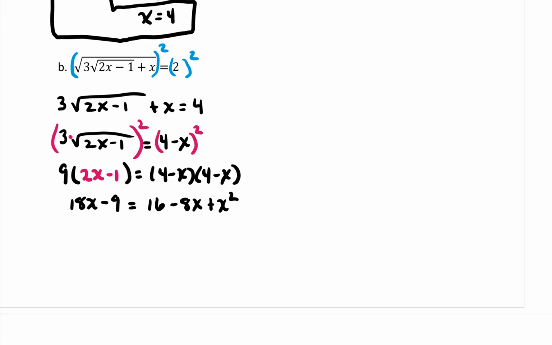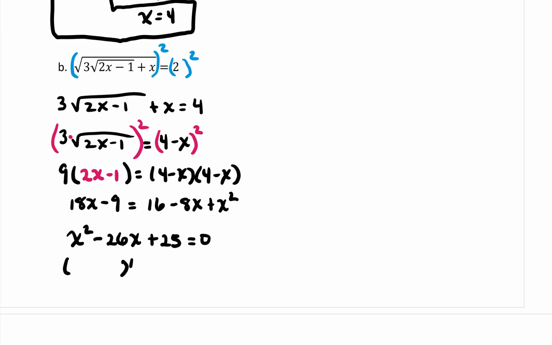After distributing and simplifying both sides of the equation, you should notice it's a quadratic equation, and most times when we solve quadratics, we get everything to one side of the equation. So let's subtract 18x and then add 9 to both sides. Doing that, we get x squared, and then negative 8x minus 18x gives us minus 26x. And then we have 16 plus 9, which gives us plus 25. This is equal to 0.